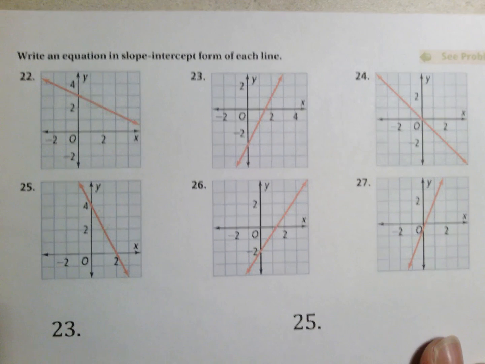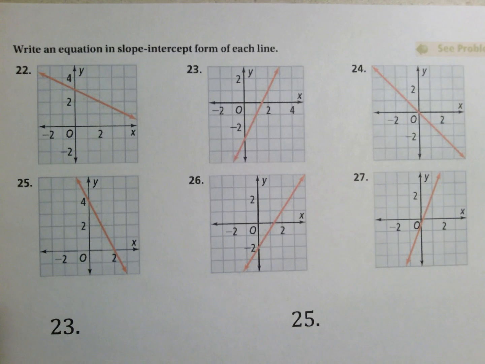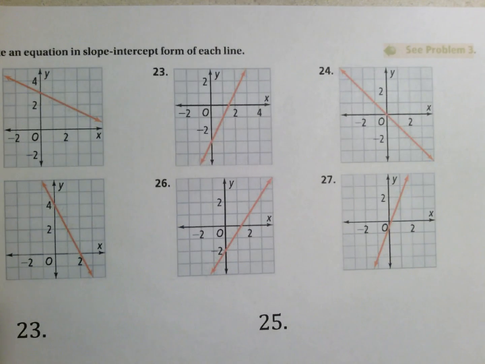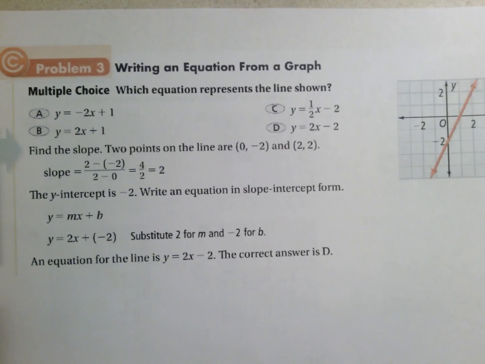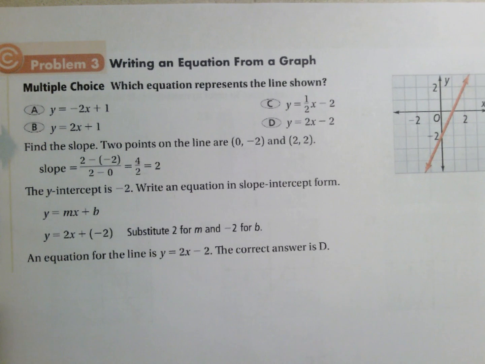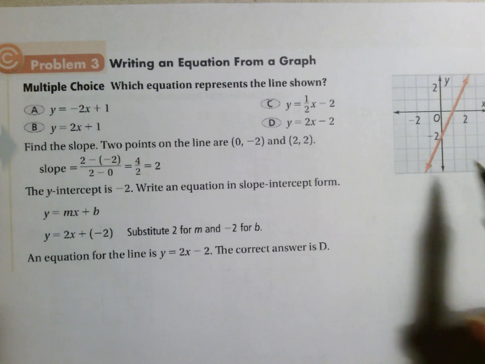The third thing we're going to look at in this first portion of our focus lesson is writing an equation from actually having a line. And this is something you did last year, but again, I'm just trying to bring it back to your memory. Again, it says see problem 3, so let's look at problem 3 in our book and see what it does here. Not so much worrying about the multiple choice portion of it, but just trying to see what they did.